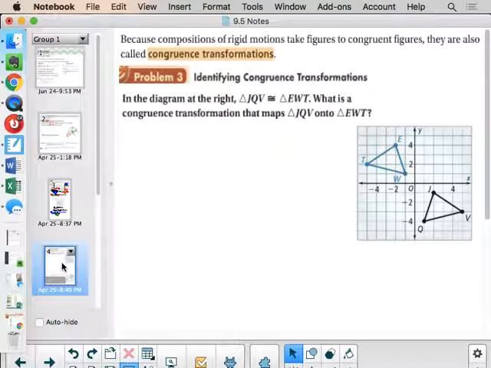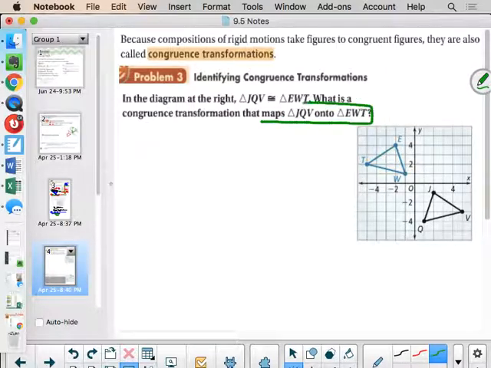Now that's where you have to be very careful. I specifically told you the order. I want JQV, this is our pre-image, to somehow become this guy here, our image. Okay, somehow. All right. This is where we have our brainstorming process. What would you like us to do for this transformation? What are some thoughts? Susie?